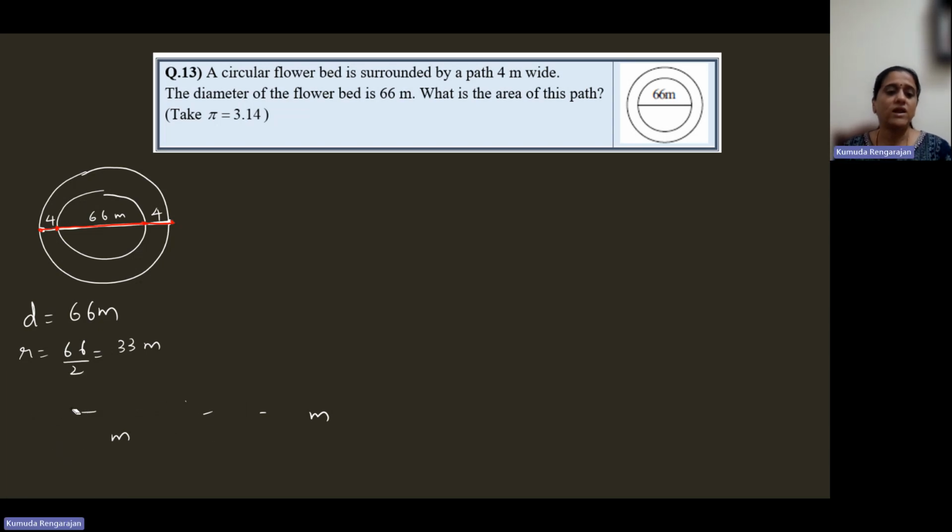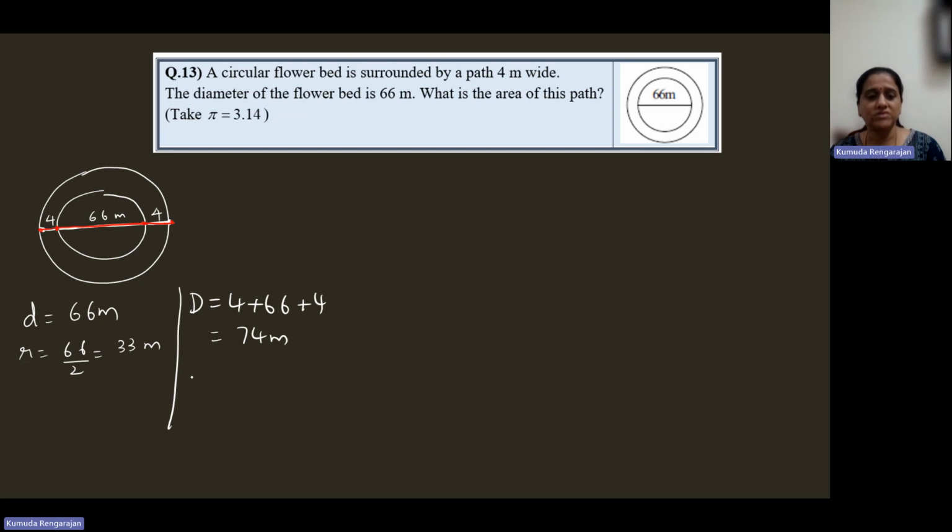Small r, small d is for the inner circle. Capital R, capital D for the outer circle. Okay. So now tell me again, what is capital D? That is the diameter of the outer circle. 4 plus 66 plus 4 is 74 meters. Then what is capital R? That is the radius of the outer circle. It will be 74 by 2, which is 37 meters. Now area of path is pi R square minus r square. No doubts, no?